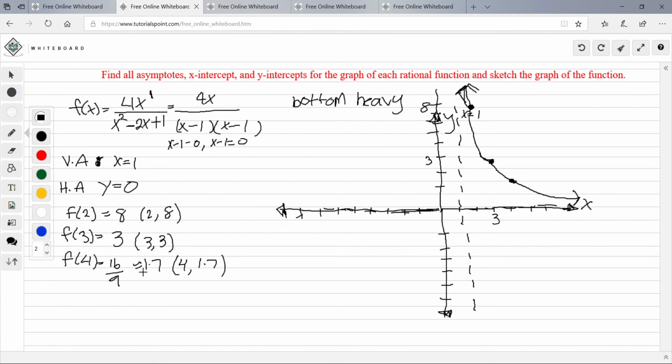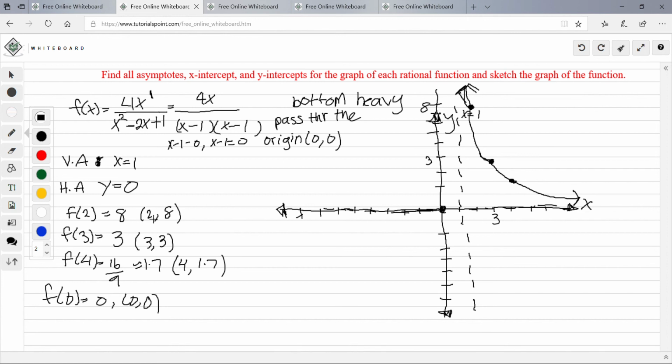Okay, so on the left side, I'm going to use 0. So I'm going to start here. So f of 0. If you put that into the function, you're going to get 0. So that's 0, 0. Good. So we don't have a y-intercept or an x-intercept. We just have it passes through the point 0, 0, right? So it passes through the origin of 0, 0.